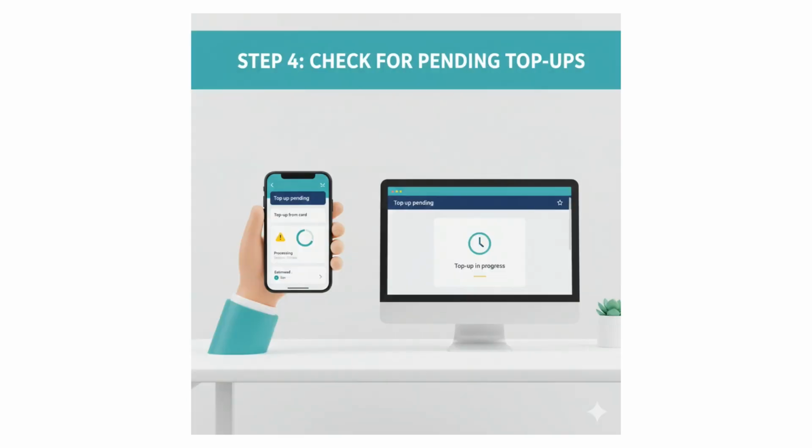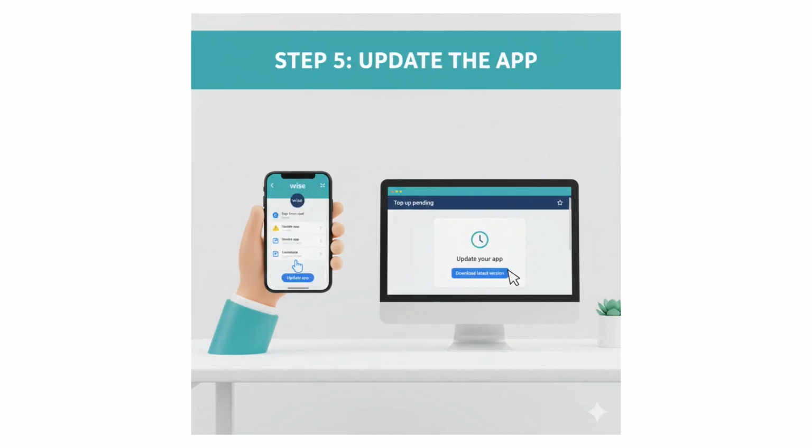Step 4. Check for pending top-ups or refunds. Pending transactions may not show immediately in your balance. Step 5. Update the app. Make sure your Wise app is up to date.